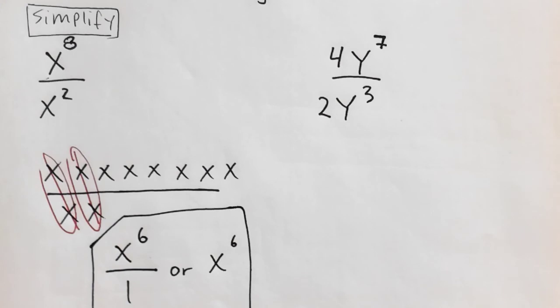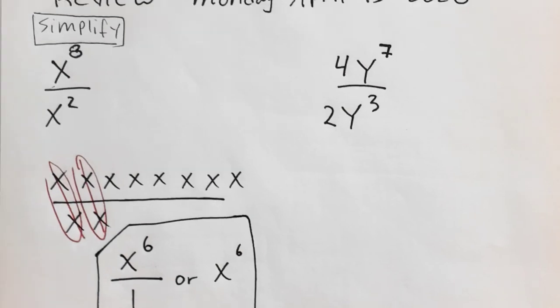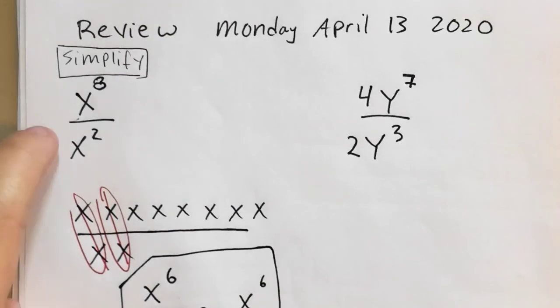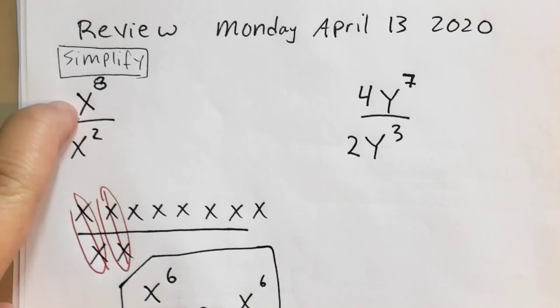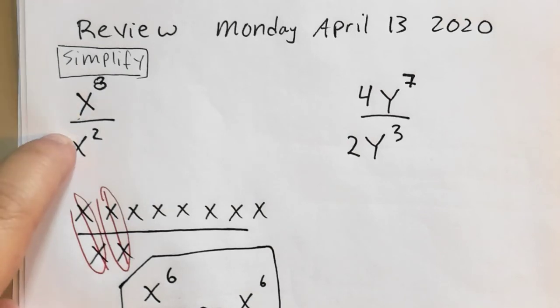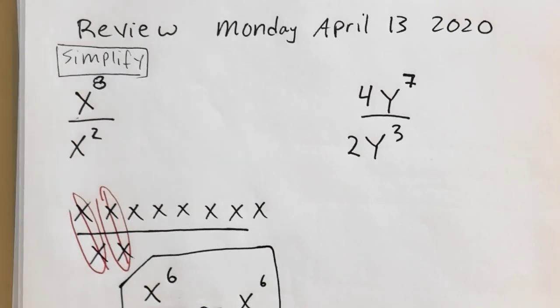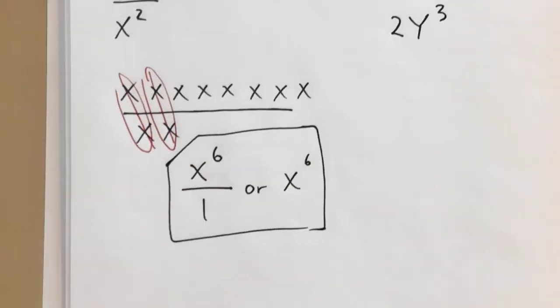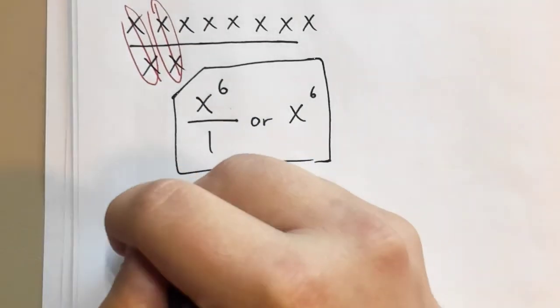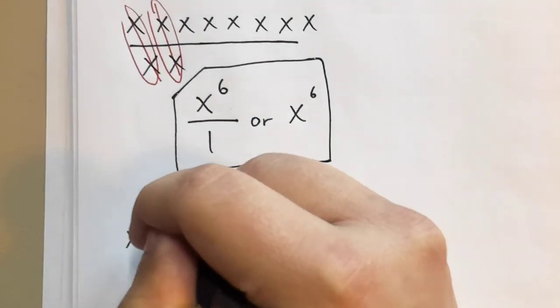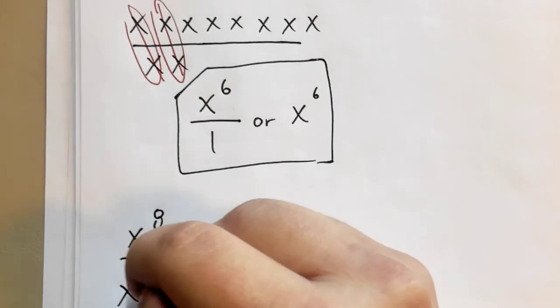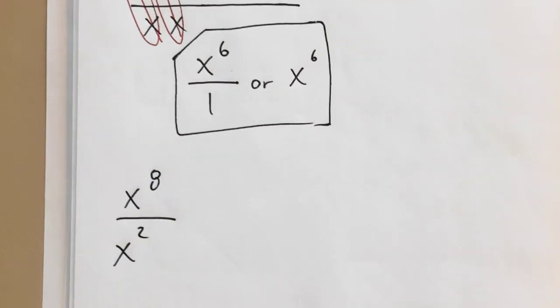Now, another way we can do it is if it's positive on the bottom and we bring it up to the top, it'll become a negative. Say what? Maybe you want to learn it this way instead. Let's try this. We have x to the 8th over x squared.